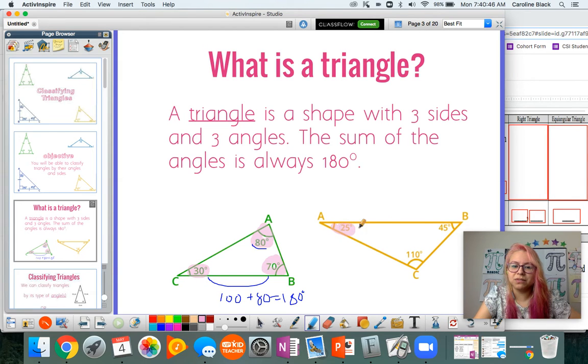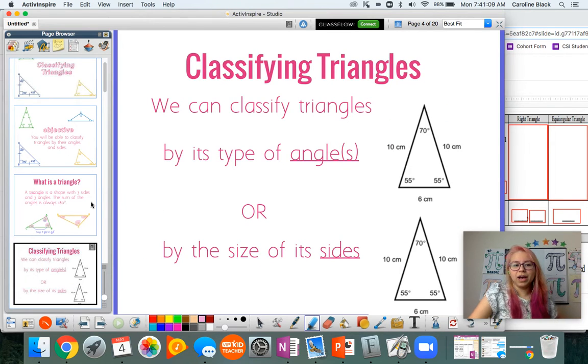Same here, 25 plus 45 plus 110. We can look at this and say, this is definitely a triangle. And it is. And you can add up those angles and they will equal 180. So 25 plus 45 is 70, plus 110 is 180. So those are triangles.